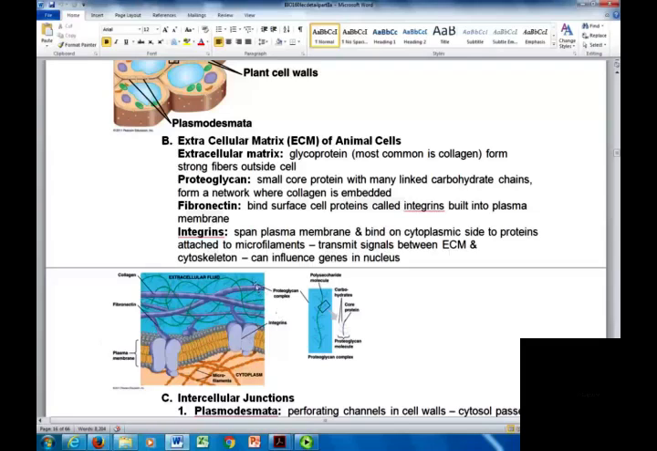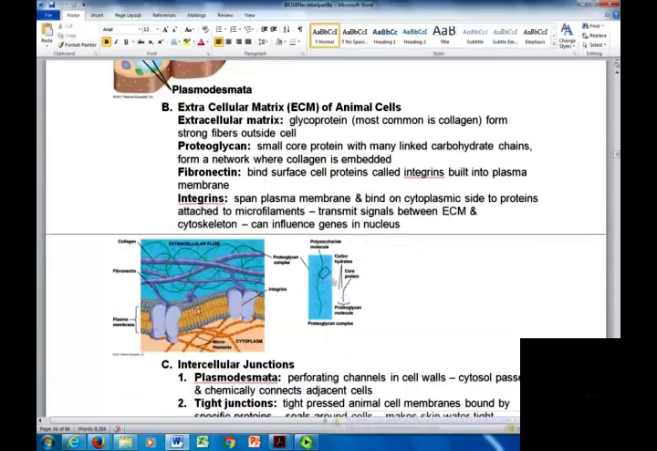So here you can see the proteoglycan complex in the green. The fibronectins are going to bind the surface cell proteins called integrins into the plasma membrane. So here are your integrins, and here's the fibronectins connecting to it. The integrins are going to span the plasma membrane, and they bind on the cytoplasmic side to proteins attached to the microfilaments. This way you can transmit signals between the extracellular matrix and the cytoskeleton on the inside. This can actually influence genes all the way into the nucleus.